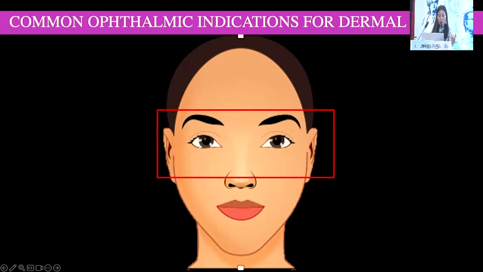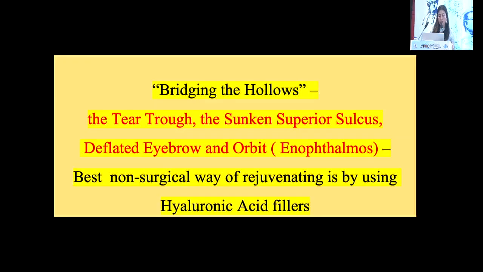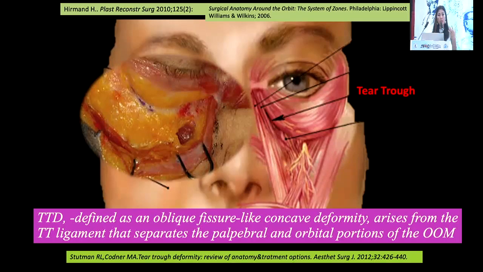Being an ophthalmologist, I like to concentrate more on the periocular region, but also the structures near the eye, like the nose, a little bit of the lips, and also we can touch a little bit of the eyebrows. So what are the periocular indications of dermal filler? Number 1, to bridge the hollows. And what are the hollows? The tear trough is a hollow, the sunken superior sulcus is a hollow, and the deflated eyebrow or the deflated orbit itself is a hollow. So the best way of rejuvenating all these hollows is by dermal fillers.